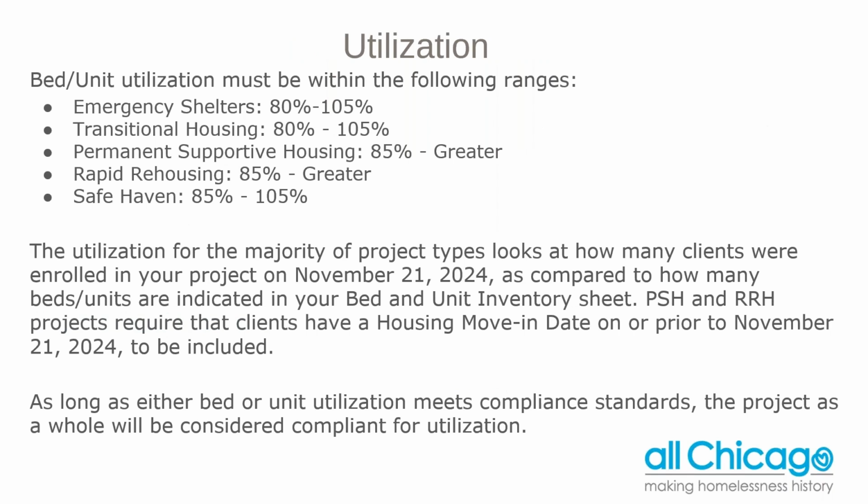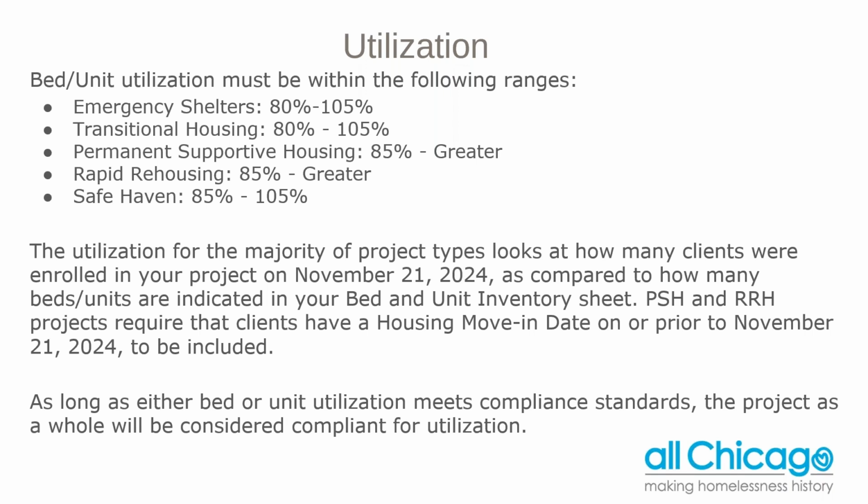Okay, so for utilization, bed and unit utilization must be within the following ranges. For emergency shelter and transitional housing, it's between 80% and 105%. For permanent supportive housing and rapid rehousing, it's 85% or higher. And for safe havens, it's 85% through 105%. So for utilization for the majority of project types, look at how many clients were enrolled in your project on November 21st, 2024, as compared to how many beds and units are indicated in your bed and unit inventory sheet.